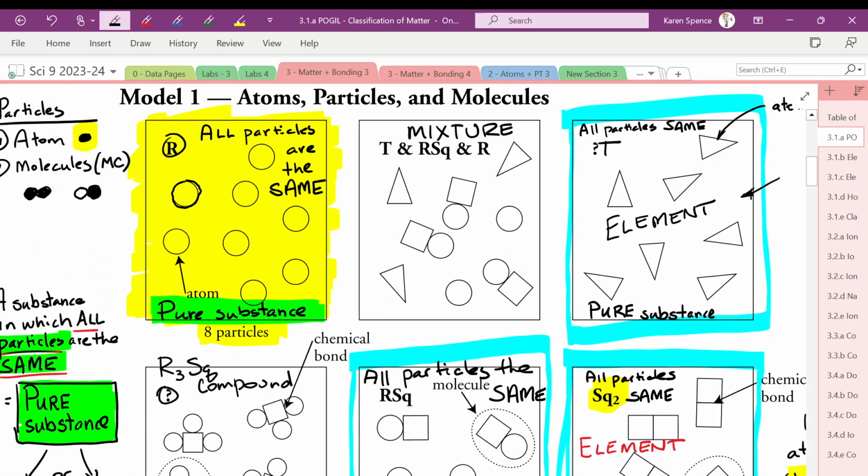And I think our final mixture is up here at the top. We have a mixture in the middle at the top. It is a mixture of what? Two elements, right? We have triangles and we have circles. 2 elements and what? A compound, right? Because we've got that. And a compound.